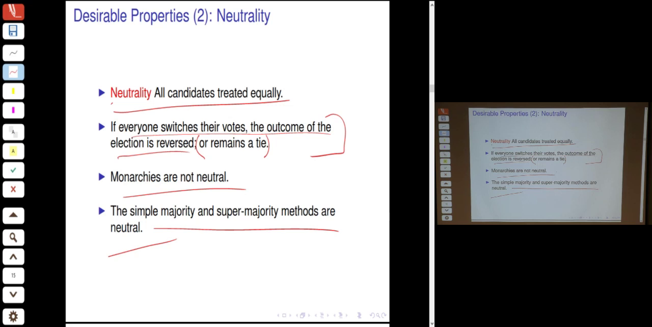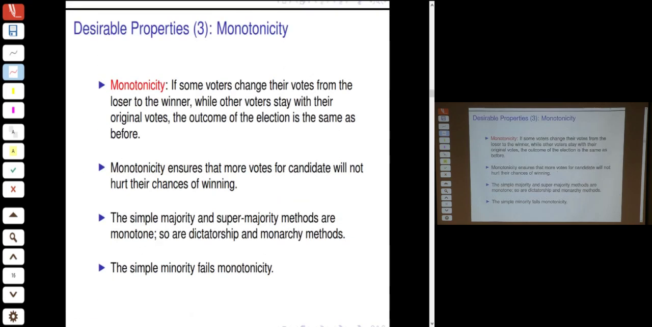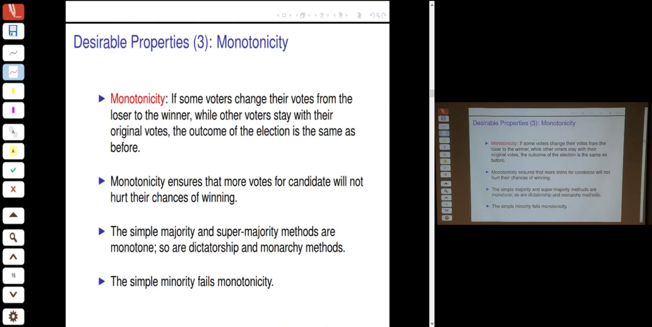So any questions? So here is another desirable property. This is monotonicity. If some voters change their votes from the loser to the winner, while other voters stay with their original votes, the outcome of the election is the same as before. So by monotonicity, we mean the following. Think of again compare with the simple majority method.